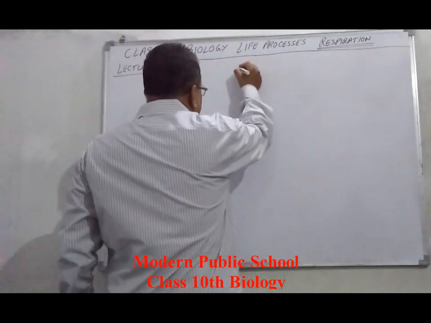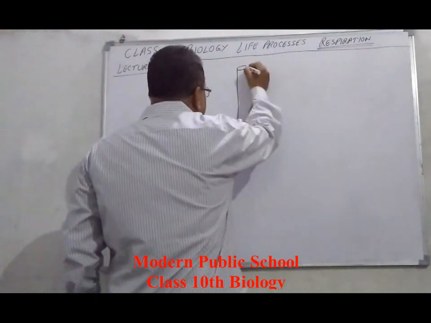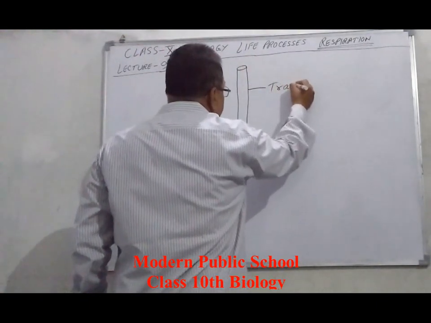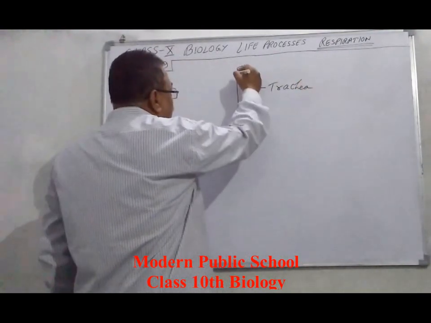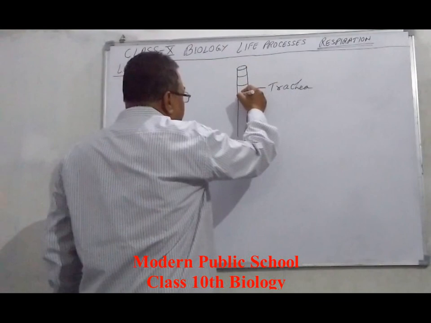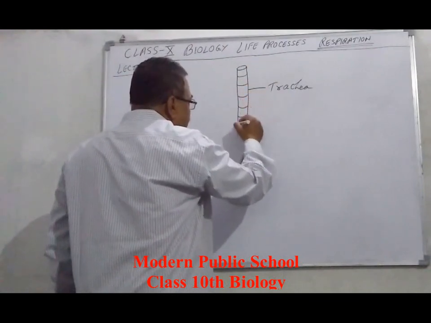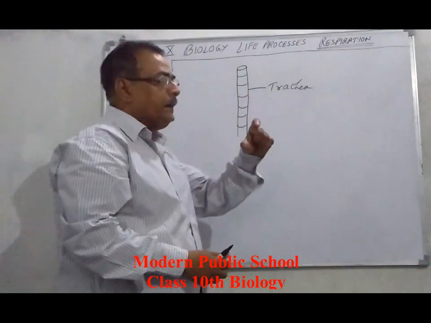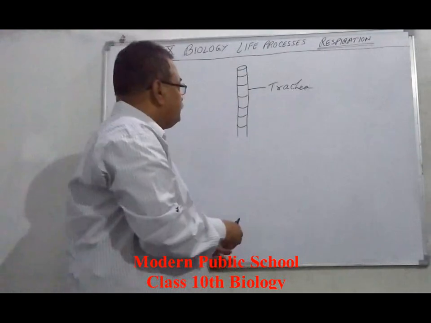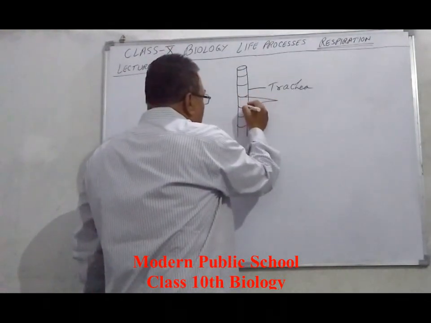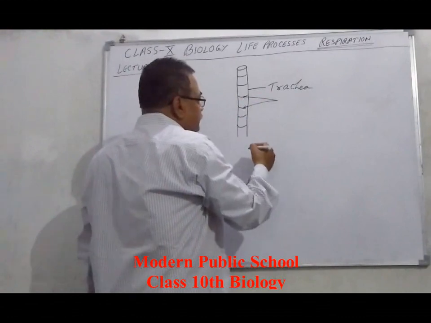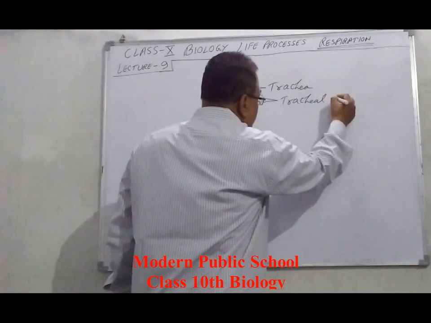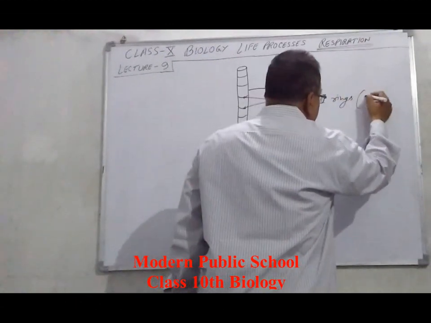Here we will see the trachea, and it is provided with incomplete rings, capital letter C. Incomplete rings, not complete, incomplete rings. It is made up of a special type of cartilage.